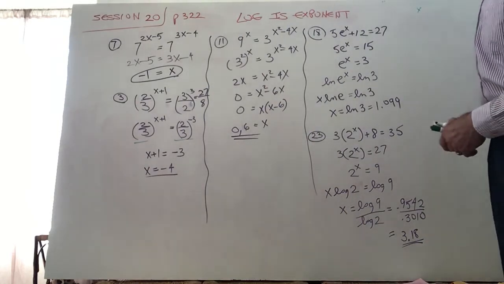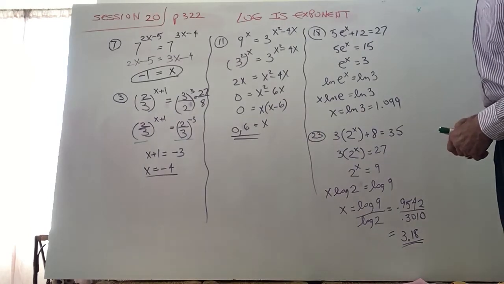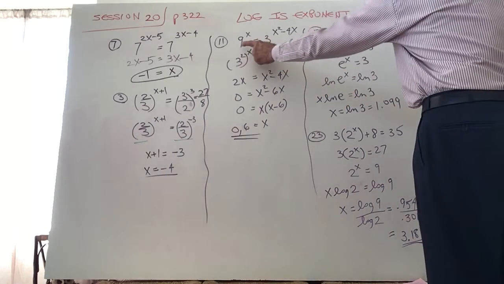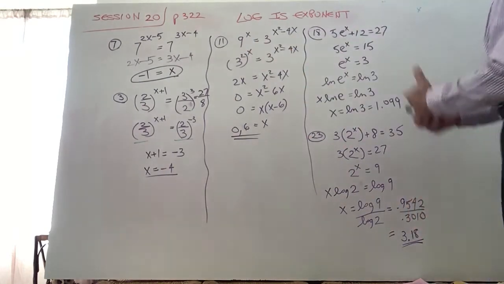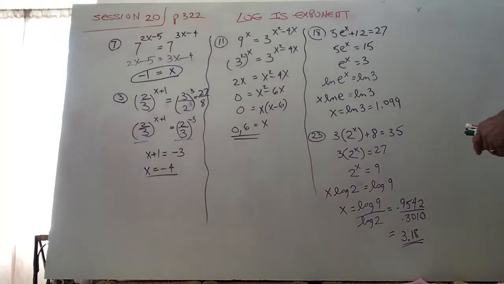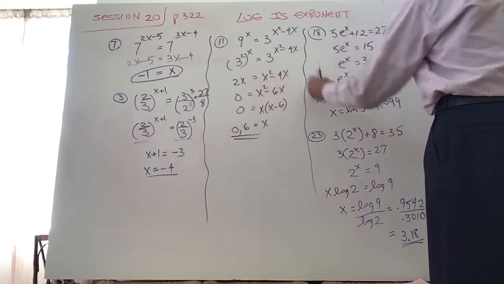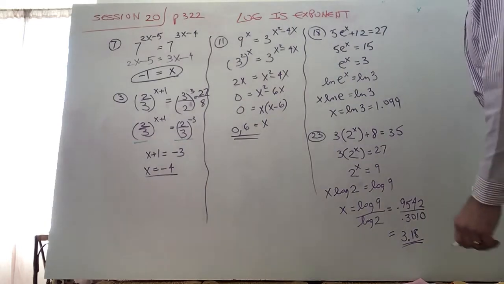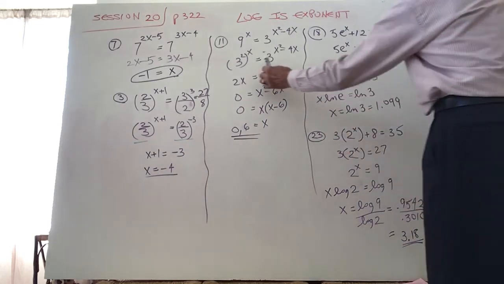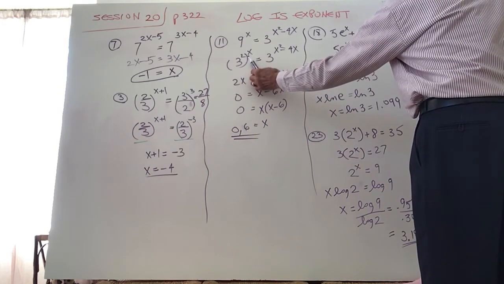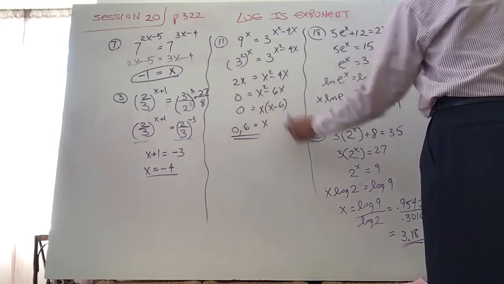Number 11 is kind of similar to number 3. We'd like to match the bases again, and you see that the bases are not the same. In this case, 9 and 3 are not the same, but of course 9 can very easily be made into a 3 by making that 3 squared. Once you have 3 squared, this is 3 to the 2x and 3 to the x squared minus 4x. I save a little space here by saying, look, this becomes 3 to the 2x. The 3's are the same, the bases match, so the exponents 2x should equal x squared minus 4x.